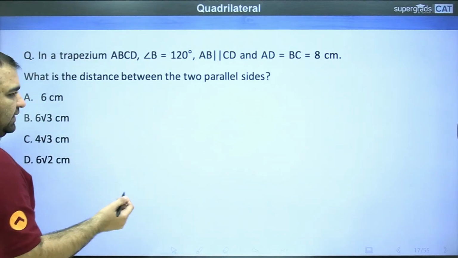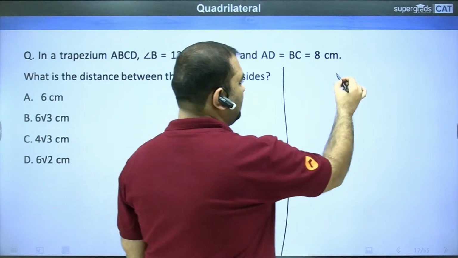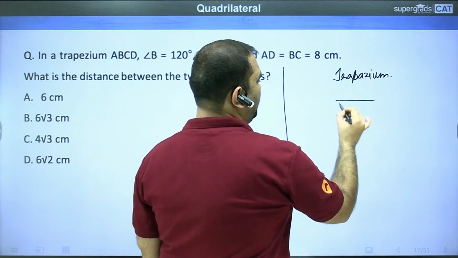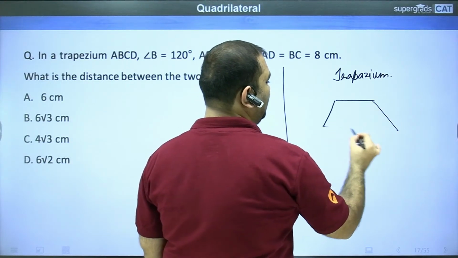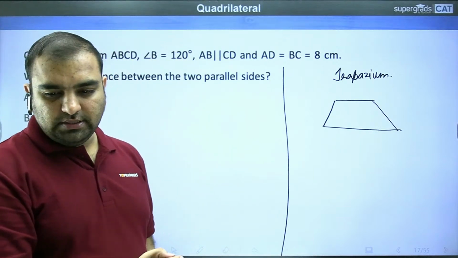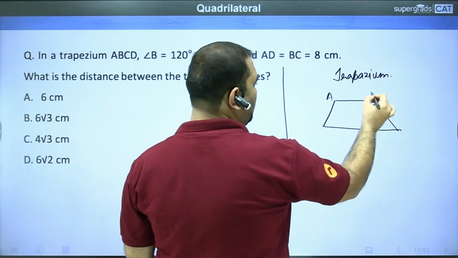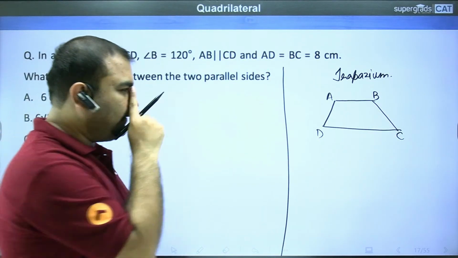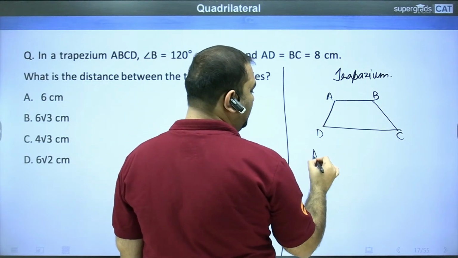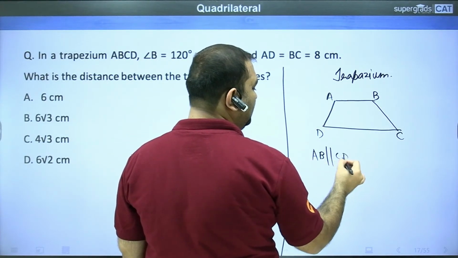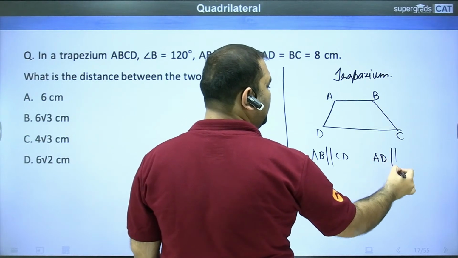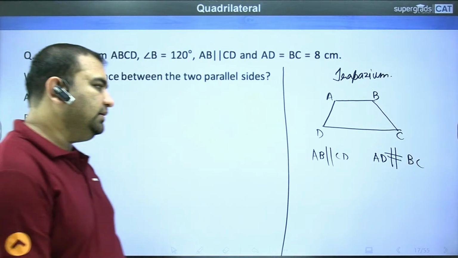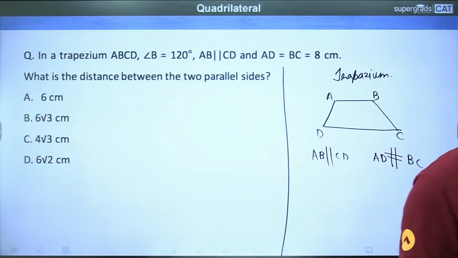Let's learn something about basics of trapezium. Trapezium is also a form of quadrilateral. Mark my words. Quadrilateral where one set of lines are parallel and another set of lines are not parallel. AB is parallel to DC, whereas AD is not parallel to DC.